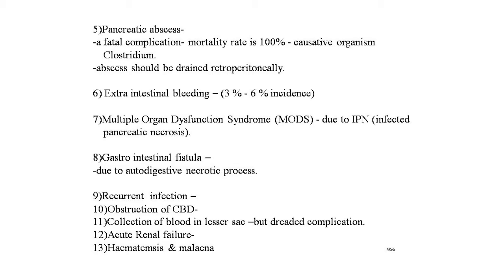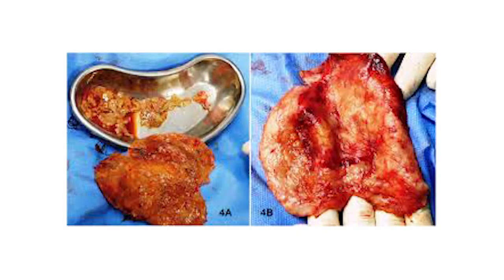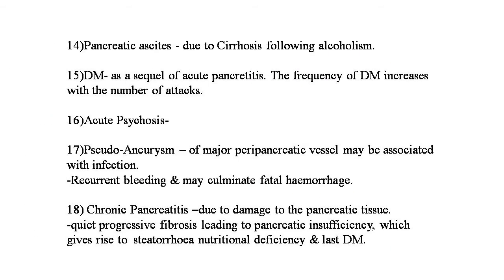The next complication is gastrointestinal fistula due to the autodigestive necrotic process, recurrent infection, obstruction of the CBD, and collection of blood in the lesser sac. A dreaded complication is acute renal failure, hematemesis and melena. The next image is the abscess of the pancreas on the CT scan. Here is the pancreatic abscess. Then the next complication is pancreatic ascites due to cirrhosis following alcoholism.